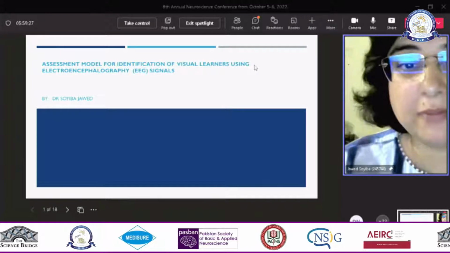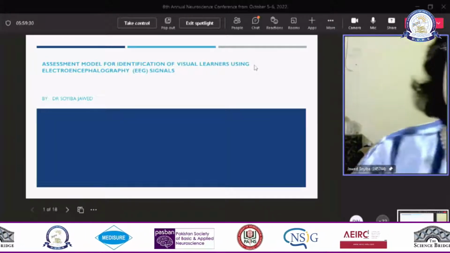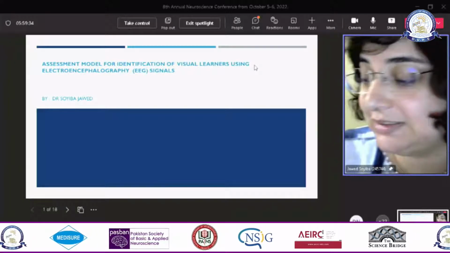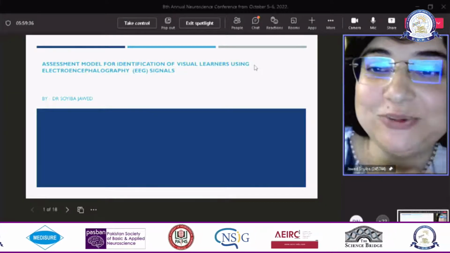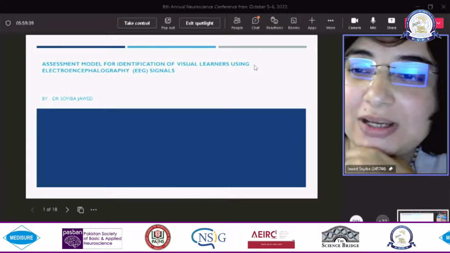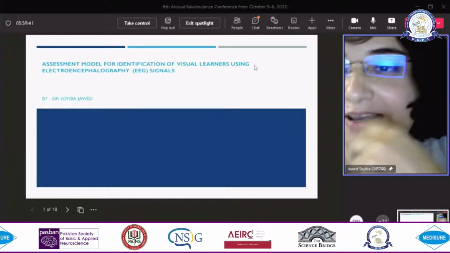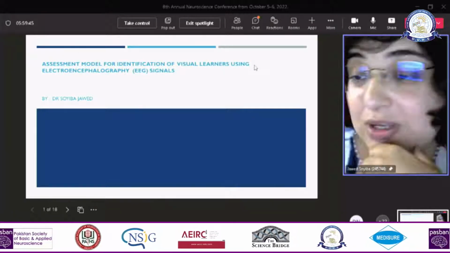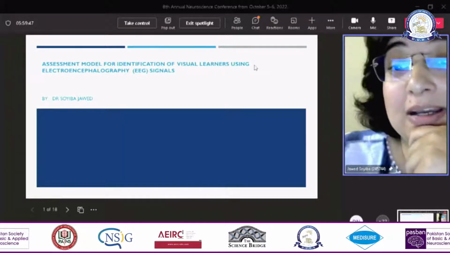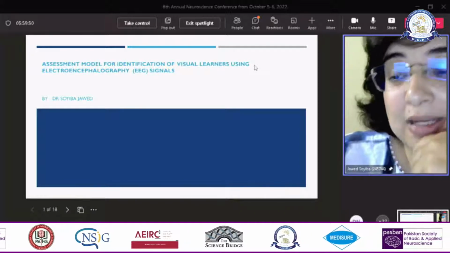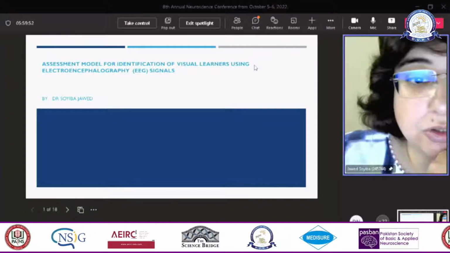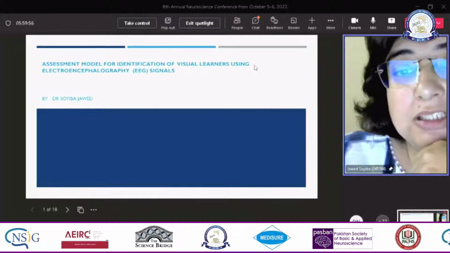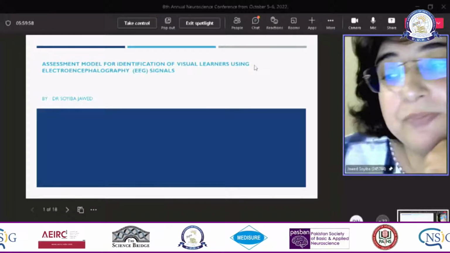So today I am talking about an assessment model for identification of visual learners using EEG signals. This audience is, I believe, all medical students. So I will take you to another space where you can see how you can utilize EEG modalities or neuroimaging modalities for non-medical purposes. I have an introduction, then I'll be talking about methodology, and it will finish with a conclusion.